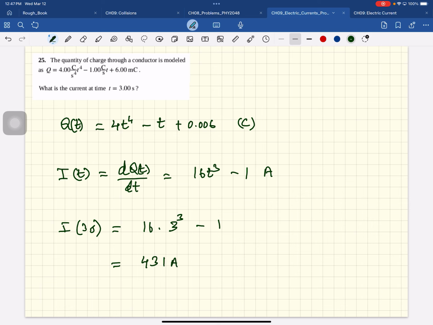So at 3 seconds, you have 431 amps flowing. That's a large current. That's roughly the current flowing through 10 washing machines. So you can see that current flowing in a laundromat, for instance, in a large laundromat.